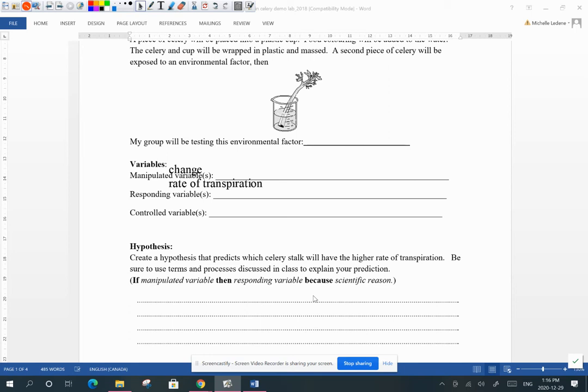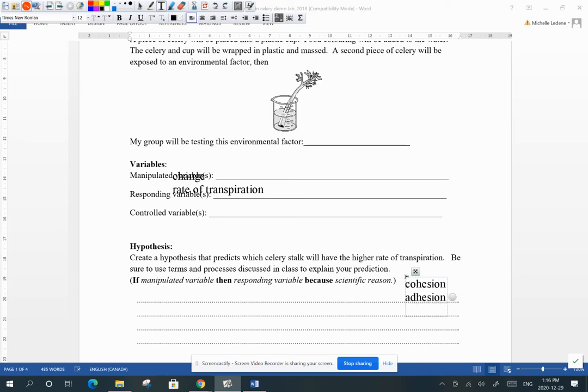And then talk about, in terms of your scientific reasoning, what do you want to talk about? Well, not just transpiration, but why does transpiration occur? So you should use words like cohesion and adhesion and differences of osmosis, right? Water moving from a high concentration to a low concentration. And think about the plant. How does water move through the plant? Where does it go? And think about that.